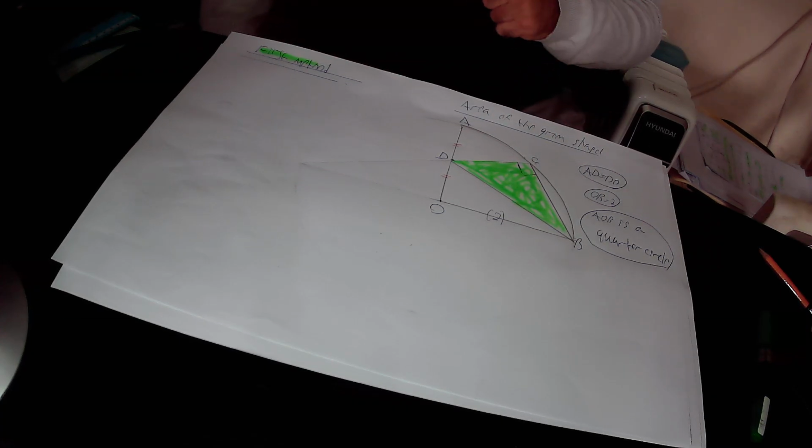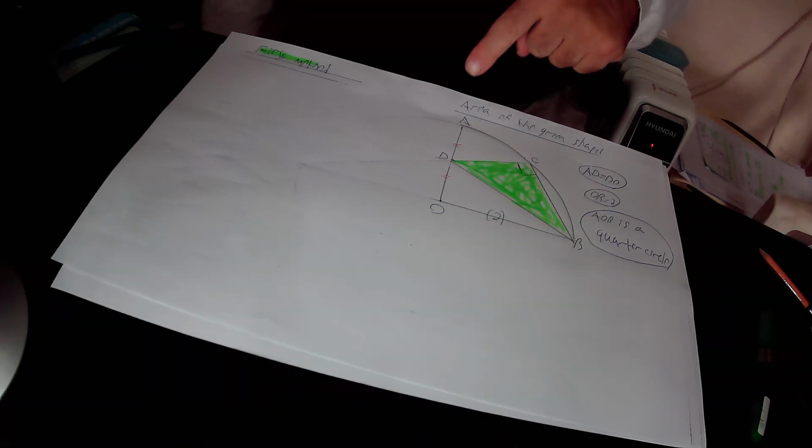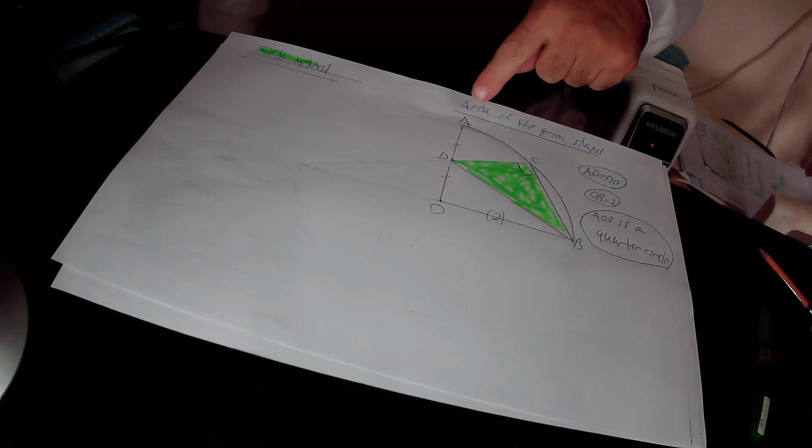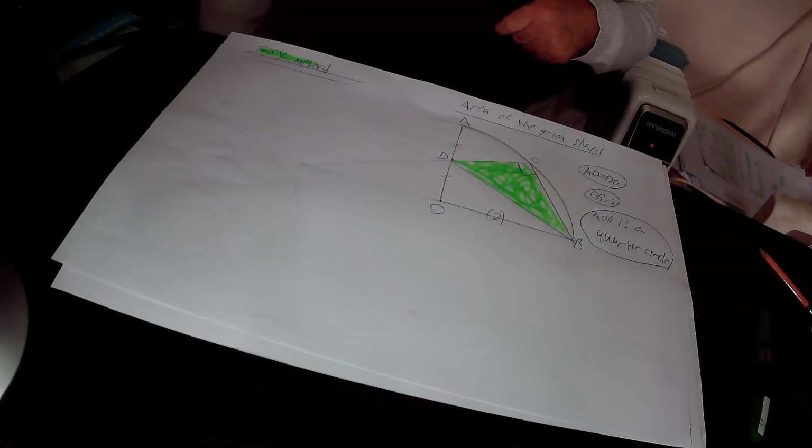The green shape is actually the right green triangle DCB, because angle DCB equals 90 degrees. So we have to find out the area of this green right triangle DCB.